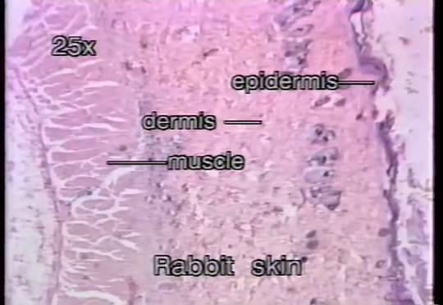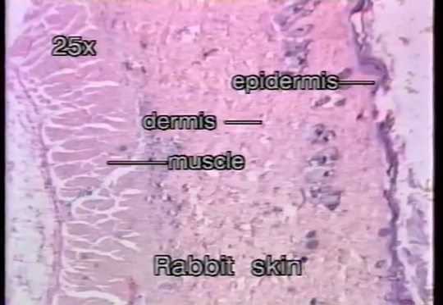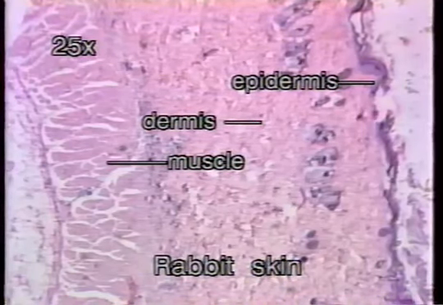The first picture is rabbit skin at low magnification. Note the epidermis, the dermis containing densely packed collagen and hair follicles, and beneath the dermis, a layer of skeletal muscle. Underneath the muscle is loose subdermal connective tissue. The inflammatory reaction occurs in the dermis just above the muscle, which was the site of injection.